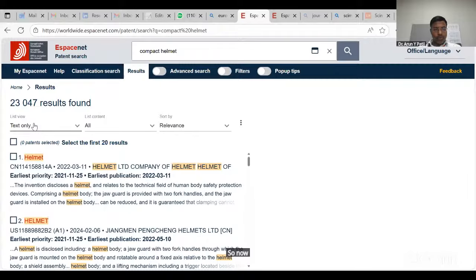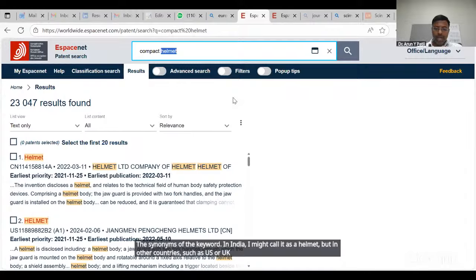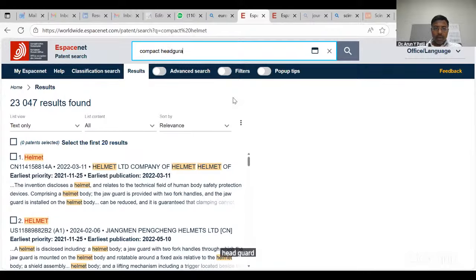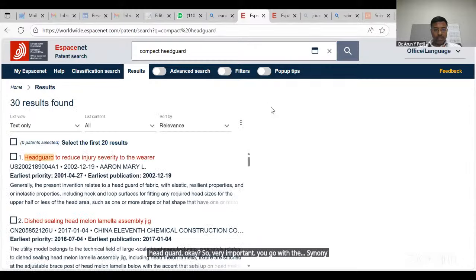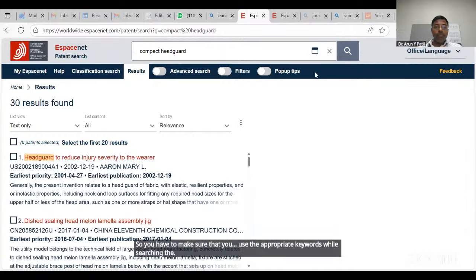Now it got reduced to 23,000. But having said that, I need to take into account the synonyms of the keyword. In India, I might call it a helmet, but in other countries such as the US or UK, people say head guard. So very important: you go with the synonyms while searching. You can see in head guard also there are so many patents. So you have to make sure that you use the appropriate keywords while searching the patents.